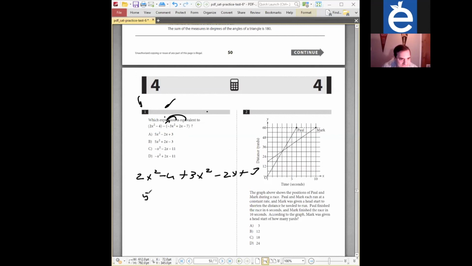So then you get 5x squared minus 2x plus 3. A is the answer.